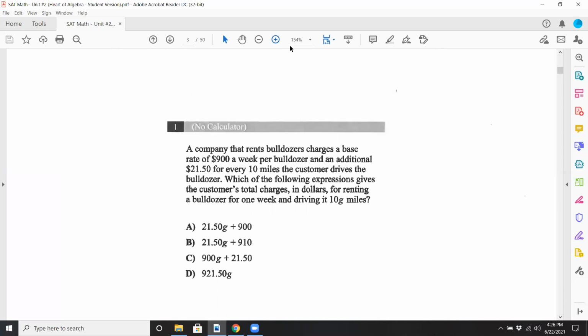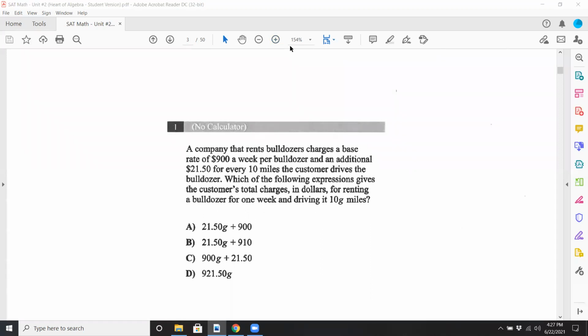Okay. So, and everyone can see just fine? We're good? Cool. So a company rents bulldozer, charges a base rate of $900 a week per bulldozer, an additional $21.50 for every 10 miles the customer drives a bulldozer. Which of the following expressions gives the customer's total charges for renting a bulldozer for 1 week and driving it 10G miles? Okay, so it's kind of weird, like 10G miles.